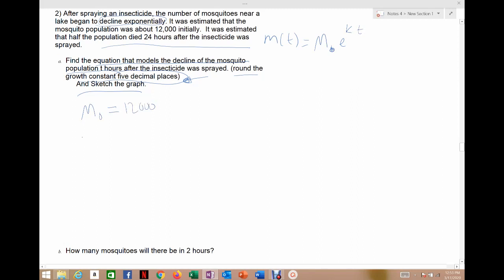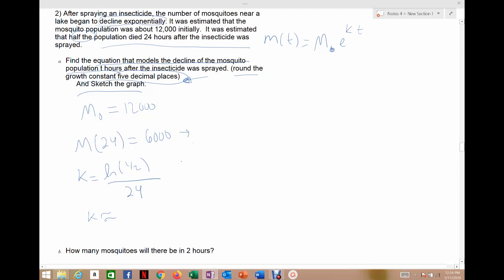Alright, I was given a half-life, right? Half the population. So that means the mosquito population in 24 hours is half of what I started with, so 6,000. That was given information, and that's what I'm going to use to find k. There are 2 ways to do that, and we talked about this in the last video. Either you can remember that simple quick equation, k is equal to the natural log of 1/2 over the half-life, and then plug it in the calculator from there.